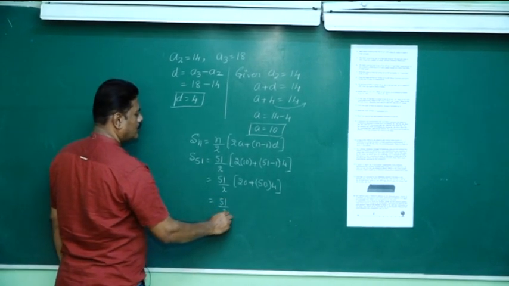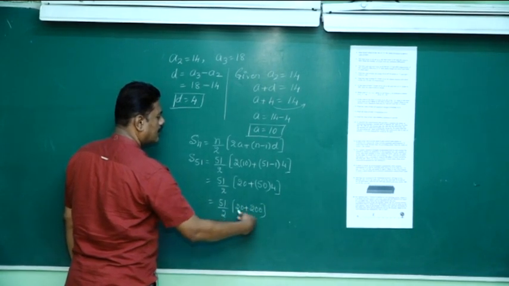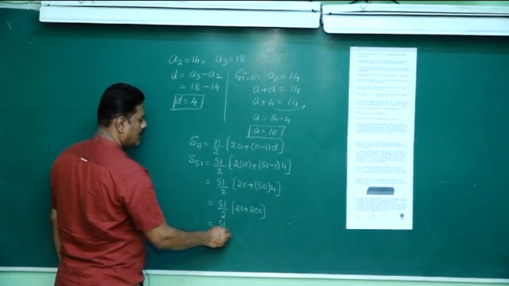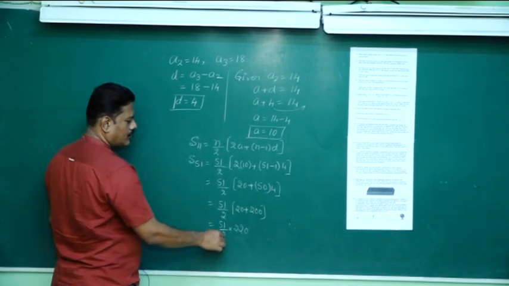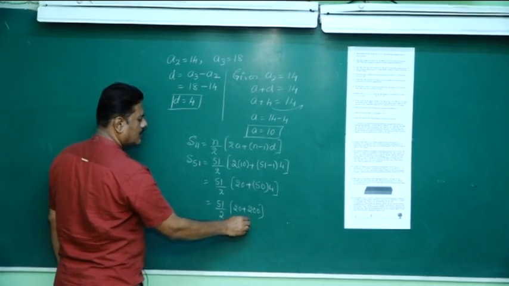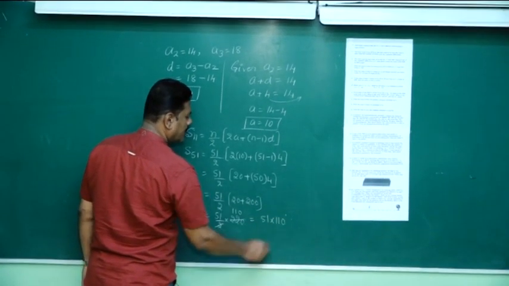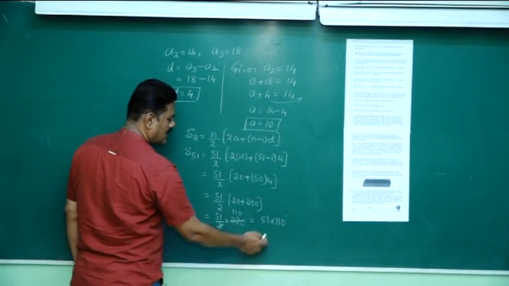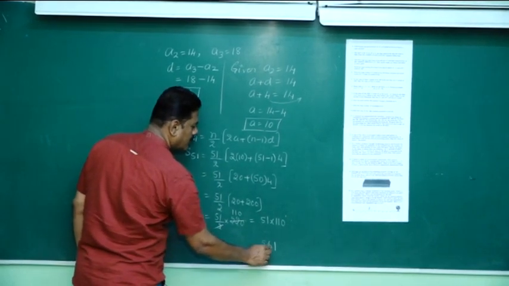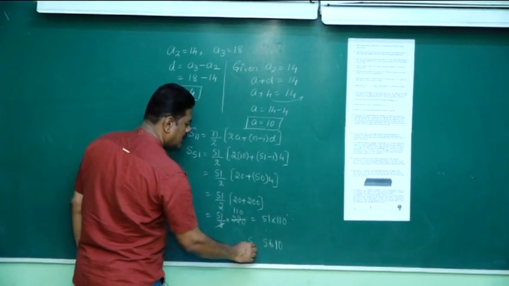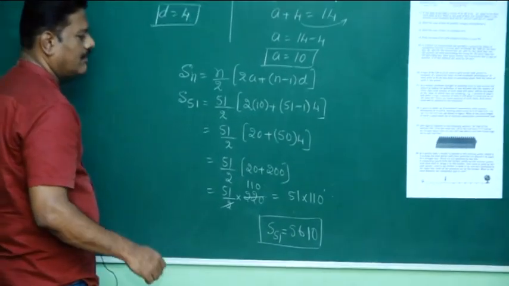Then 51 by 2, 20 plus 200. Okay, what is 51 by 2 into 220? So from 2 it goes 110 times. So 51 into 110, you multiply now, 11 ones are 11, 1 carry, 11 5s are 55 plus 1 is 56, add 1 0 now. So this is the sum to 51 terms. So 5610.